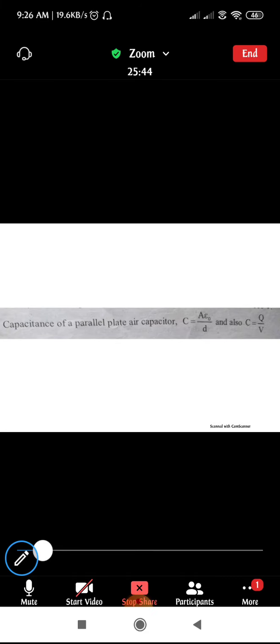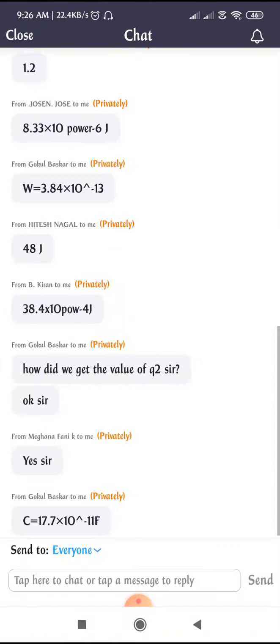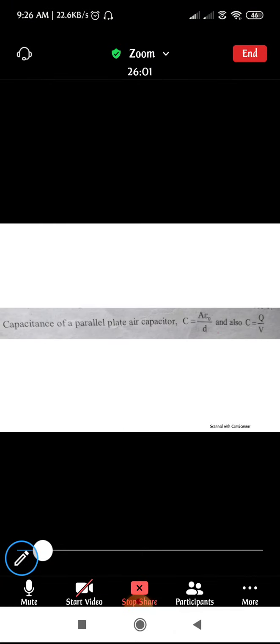Gokul, okay, fine. Why is that, Gokul? The unit you have written is in terms of F. See, Gokul, you need to calculate the value of Q they have asked, the charge. You are finding the C. Find the value of Q. Okay, Gokul, fine. Wait for some time, I'll just confirm your answer.